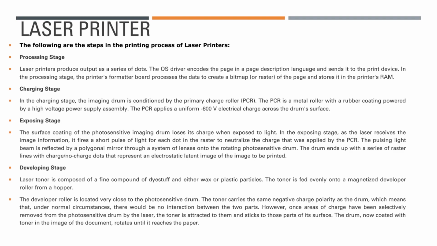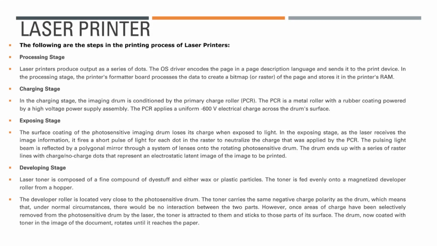Laser printer. The following are the steps in the printing process of laser printers. Processing stage. Laser printers produce output as a series of dots. The OS driver encodes the page in a page description language and sends it to the print device in the processing stage. The printer's formatter board processes the data to create a bitmap or raster of the page and stores it in the printer's RAM.